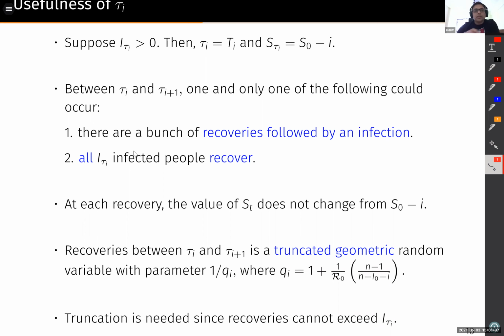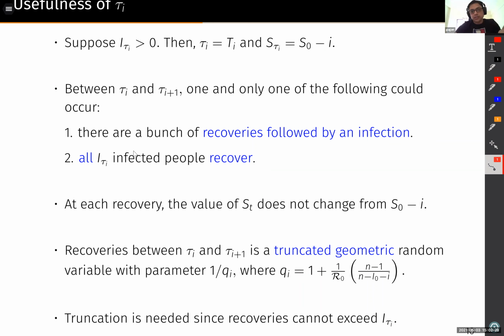However, I'll just say the following. Tau I is the time when... so let's assume that I of tau I is bigger than zero. I of tau I bigger than zero means that the infection has not ended, the disease has not ended. So between tau I and tau I plus one, at time tau I, the number of susceptibles is S0 minus I. And between tau I and tau I plus one, only one of the following can occur. Basically there are a bunch of recoveries followed by an infection. As soon as you have an infection, the number of susceptibles will fall by one.